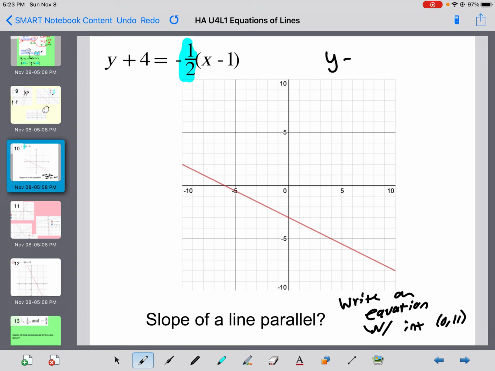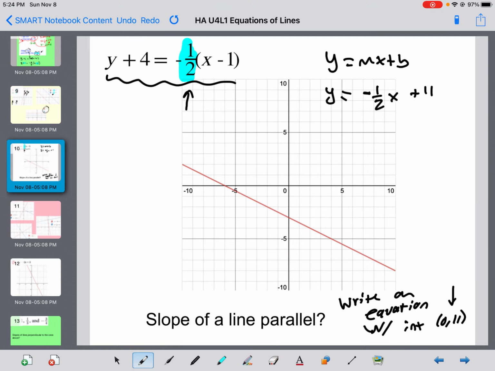You would say, okay, well, I'm going to be in y equals mx plus b then. My m needs to be the exact same, -1/2, right? There's my slope. And then the new intercept that they give us is plus 11. So you might see some questions like that.